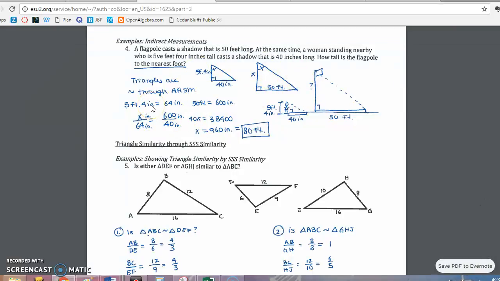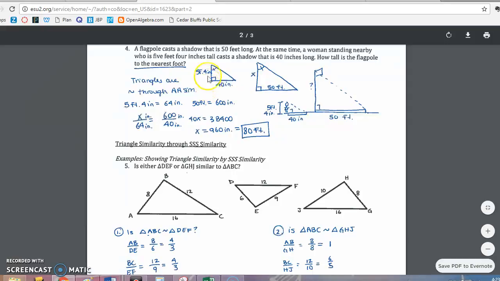But when we do that, we want to make sure we're comparing the same measure. So we want to use the same units here. So we convert 5 feet 4 inches into inches, which is 64, and we convert 50 feet into inches as 600 inches. And then I set up my proportion. So if these are similar triangles, I know the ratio of the flagpole height to the woman height is equal to the ratio of the shadow of the flagpole to the shadow of the woman. So I say x inches is to 64 inches, as 600 inches is to 40 inches, which gives me this proportion with all inches as my units.